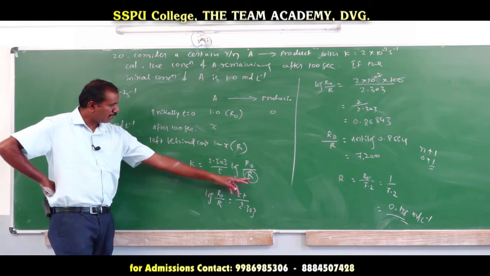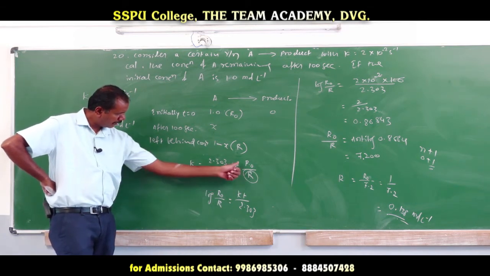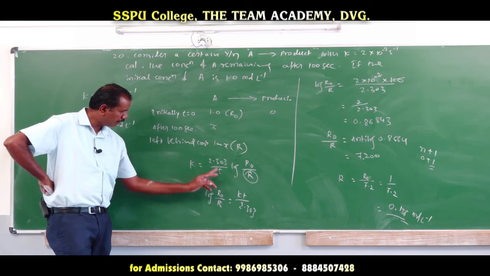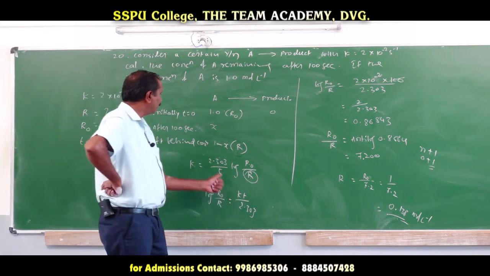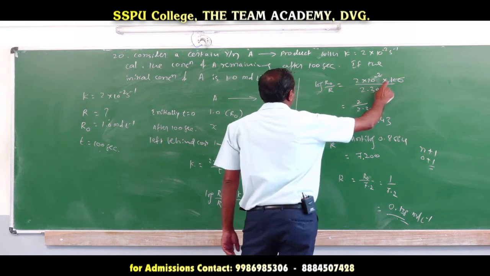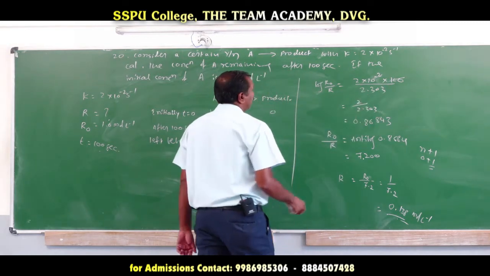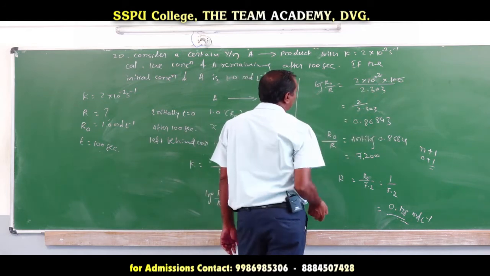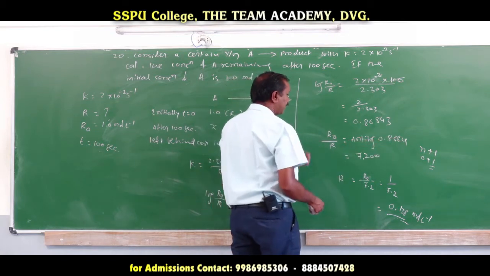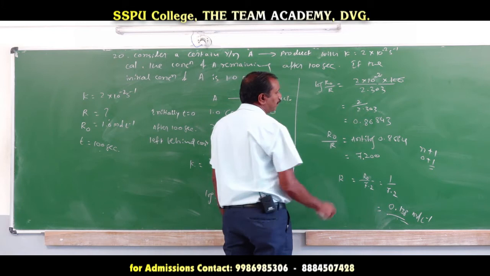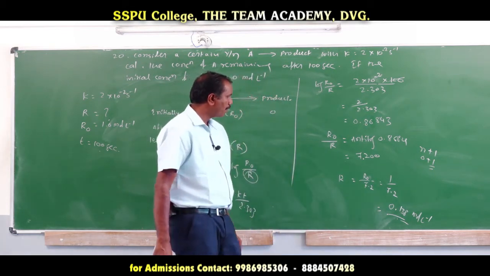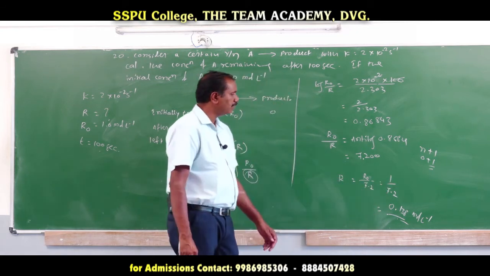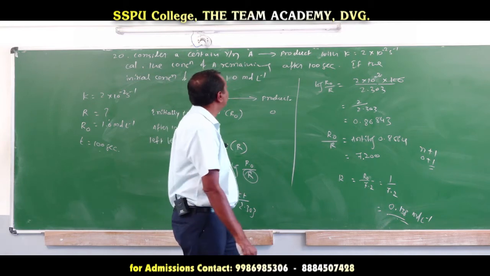To calculate R, we know the K value, T value and R naught, but we can't calculate R directly. We have to find log R naught by R, which is KT divided by 2.303. K is 2 into 10 to the power of minus 2 and T is 100, divided by 2.303, which is 2 divided by 2.303. If you take the log to the right side, it becomes the anti-log of 0.8684, which is nearly 7.2. Then R equals R naught divided by 7.2, that is 1 divided by 7.2, which is 0.138 mole per liter.